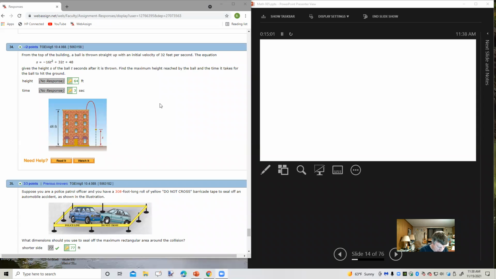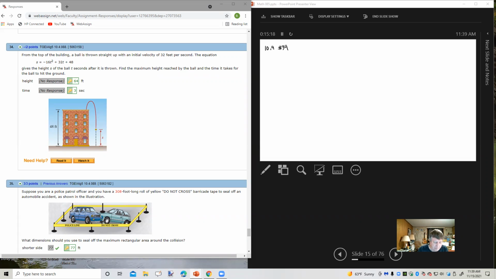Okay. So now, again, this is 10.4, number 34. It says, from the top of the building, a ball is thrown straight up with an initial velocity of 32 feet per second.